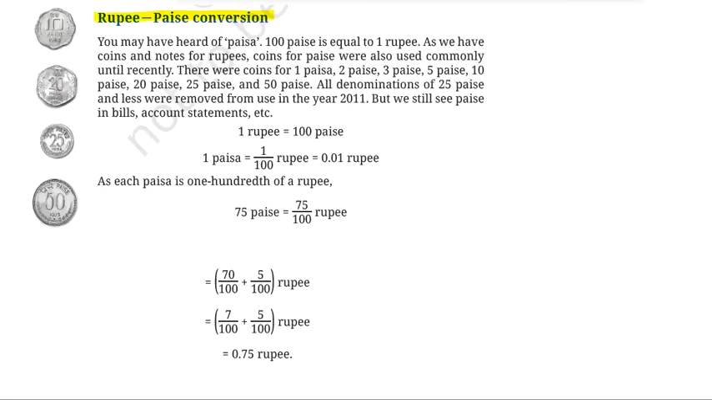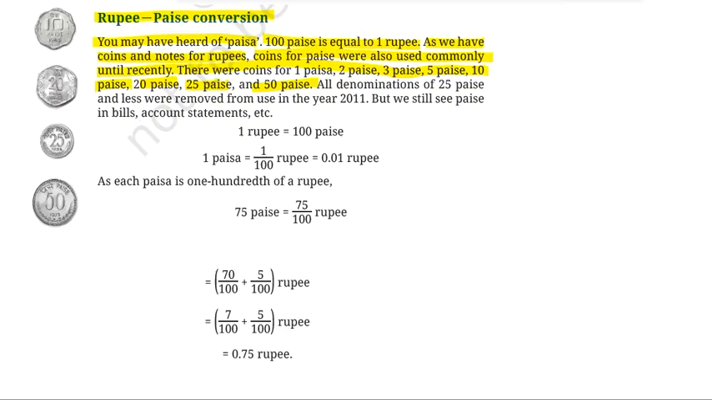Rupee paise conversion. You may have heard of paisa. 100 paisa is equal to 1 rupee. As we have coins and notes for rupees, coins for paise were also used commonly until recently. अभी ये सब existing नहीं है, but when we used to be kids, we have seen 25 paisa coins and 50 paisa coins. There were coins of 1 paisa, 2 paisa, 3 paisa, 5 paisa, 10 paisa, 20 paisa, 25 paise and 50 paise.